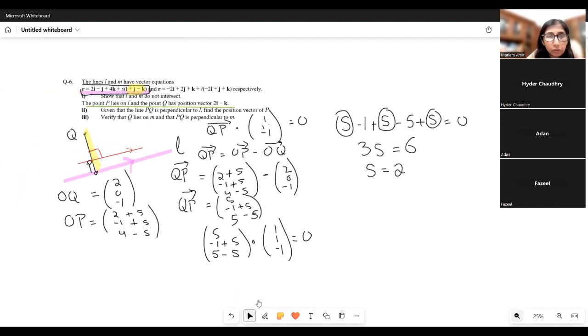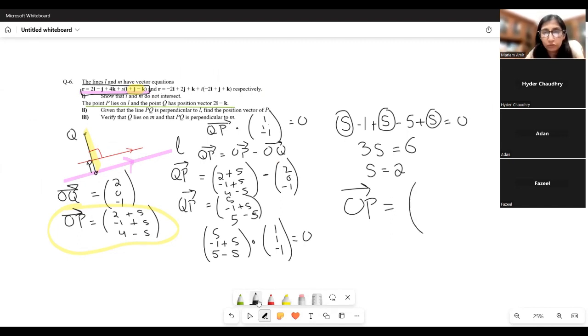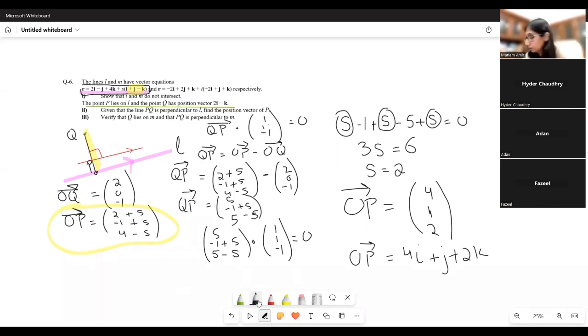So when S is 2, what do we need to find? Position vector of P. So we already have the expression for that. All that's left to do is substitute the value of S. So OP would be, there should have been a vector sign here, a vector sign here. So OP would be 4, and then 1, and then 2. So the position vector OP, the final mark would be for 4i plus j plus 2k. Which is correct.